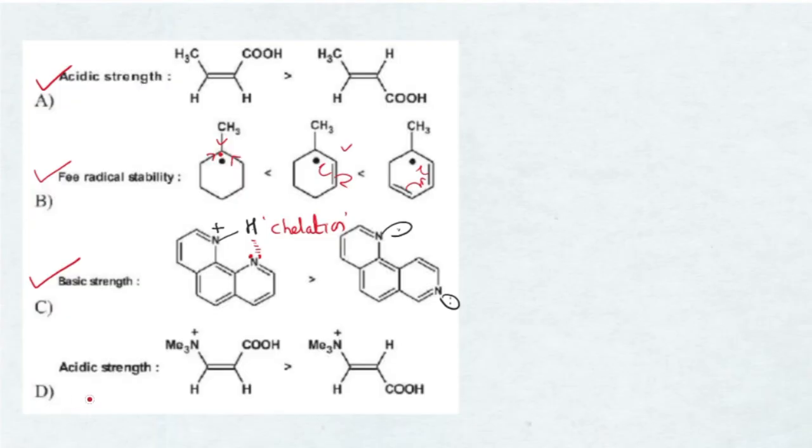For option D, we need to compare the acidic strength of the isomer cis trans. This is something similar to what we have done for option A. The cis isomer will be more acidic than trans due to the steric hindrance. Exact same phenomena. Therefore, option D is also correct. Hence, for this question, all the options A, B, C and D are the correct options.